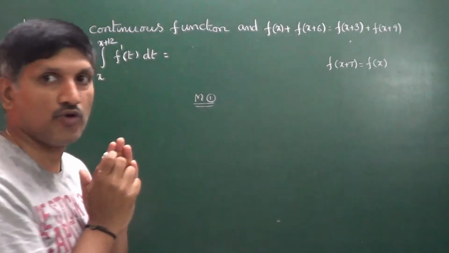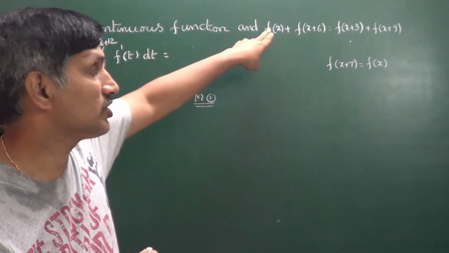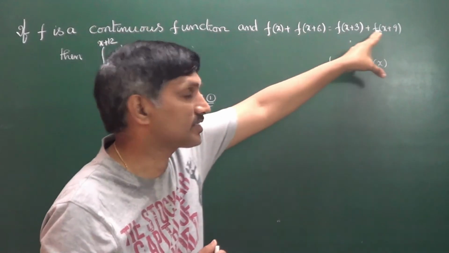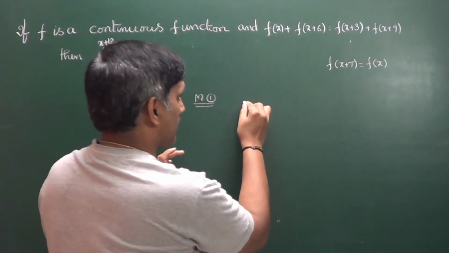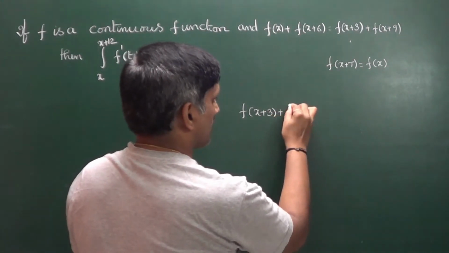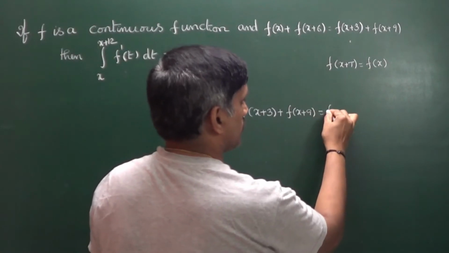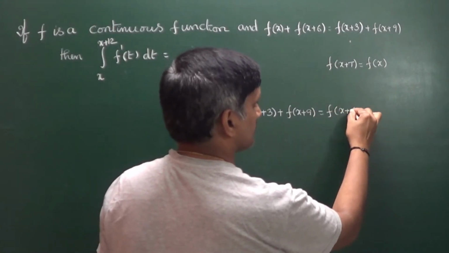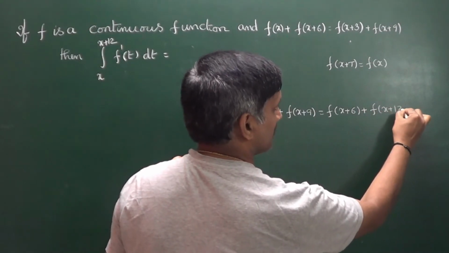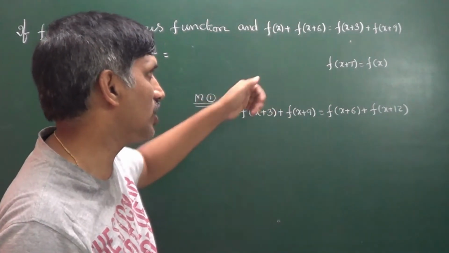Now what I am doing is, wherever x is there, in place of x I am writing x plus 3. Tell me what happens. F of x plus 3 plus f of x plus 9 is equal to f of x plus 6 plus f of x plus 12. X is replaced with x plus 3, then we got this one.